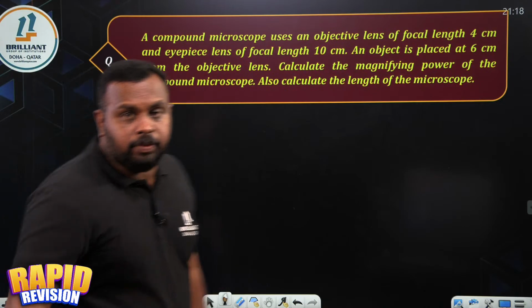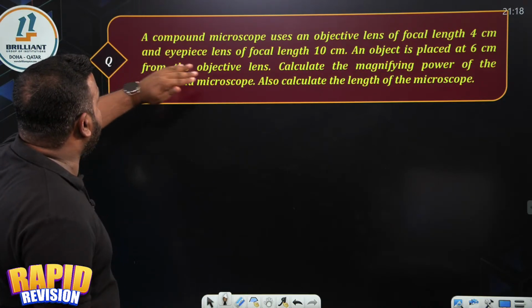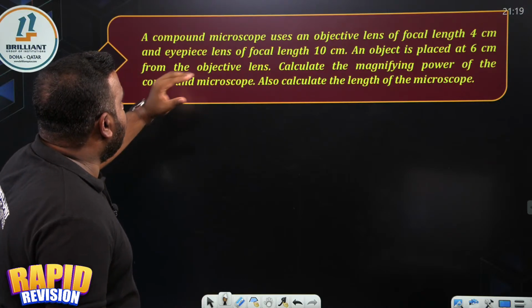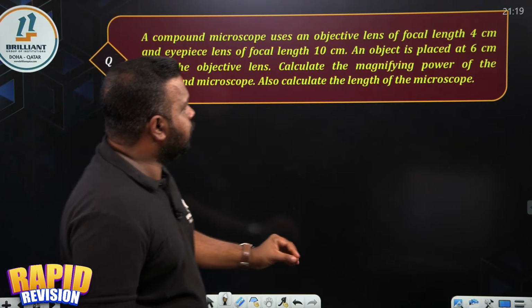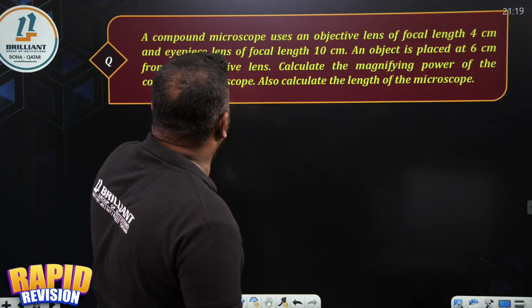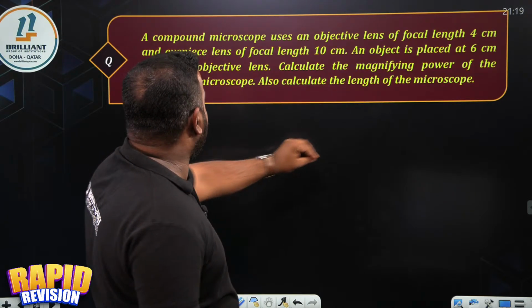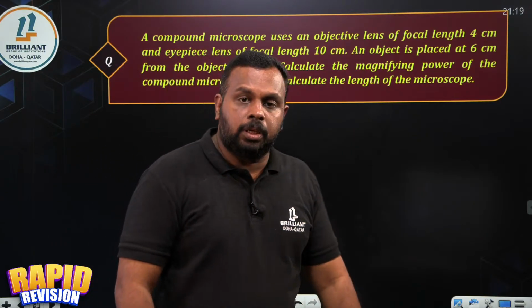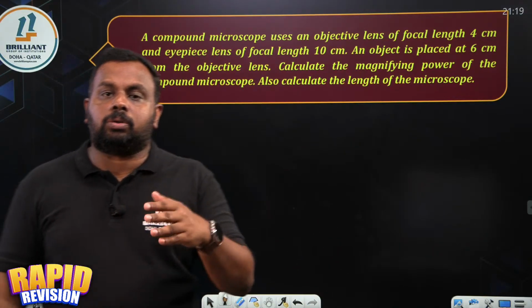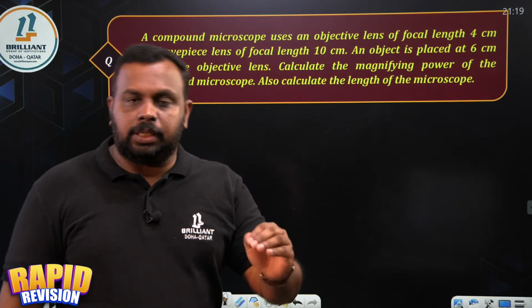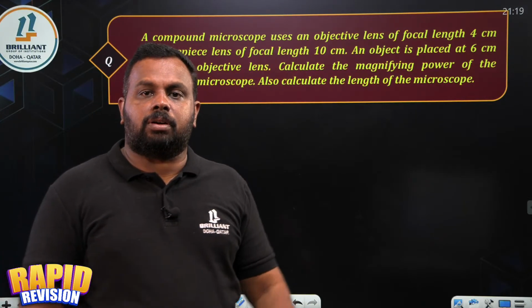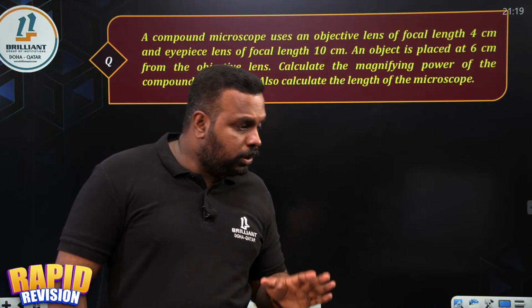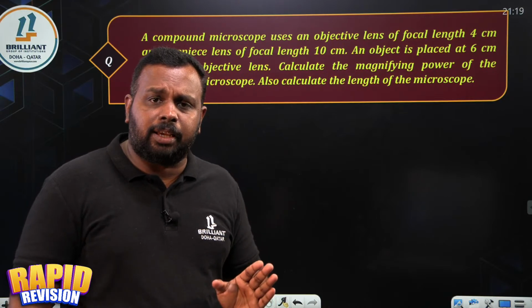There is a numerical we can do from optical instruments. A compound microscope uses objective lens of focal length 4 cm and eyepiece lens of focal length 10 cm. An object is placed at 6 cm from the objective lens. Calculate the magnifying power of the compound microscope. Also calculate the length of the microscope. The question is direct, but they did not mention which case it is, whether the final image is formed at infinity or at near point. So it's our choice. You can take any case.